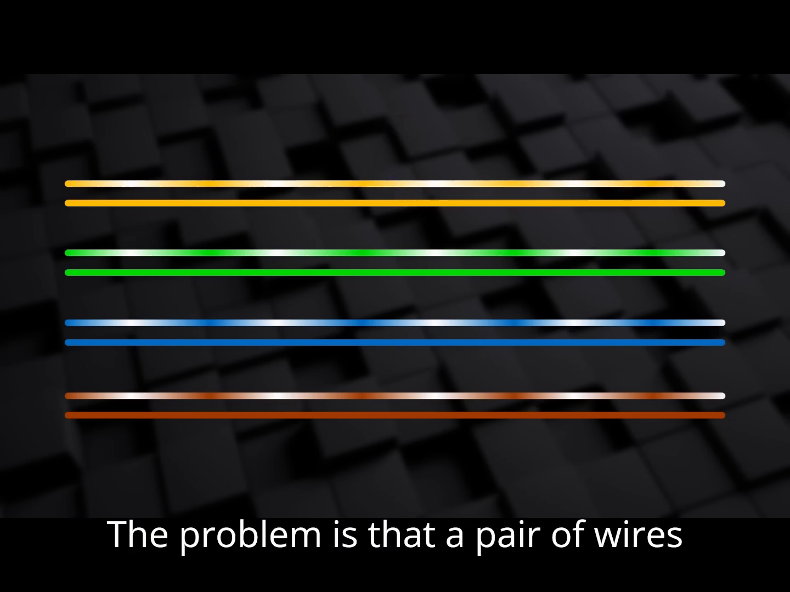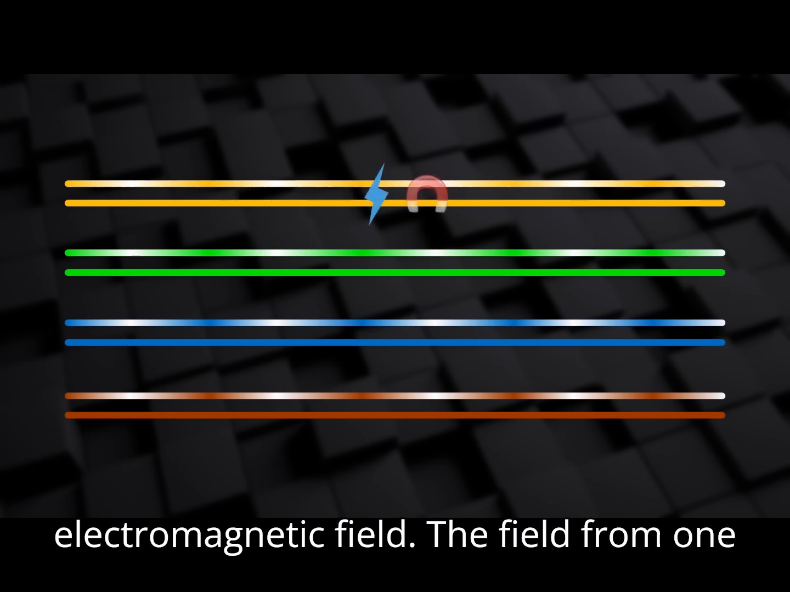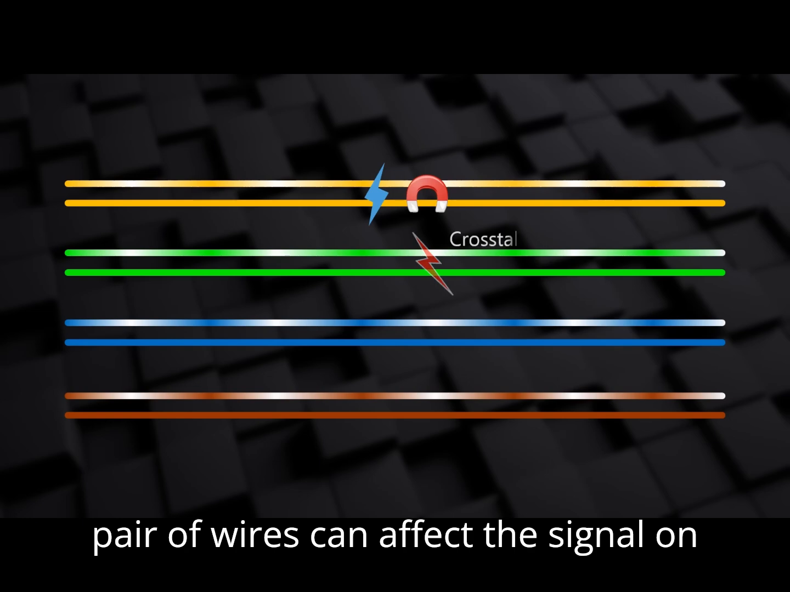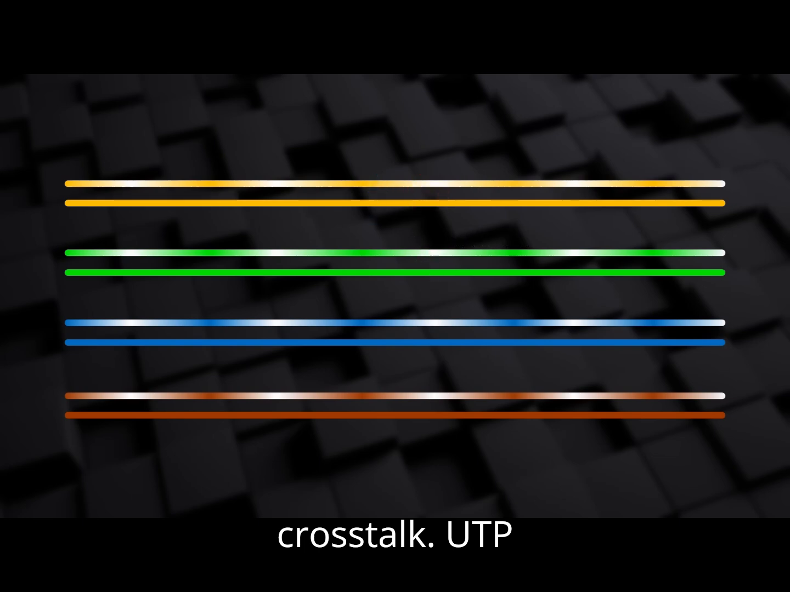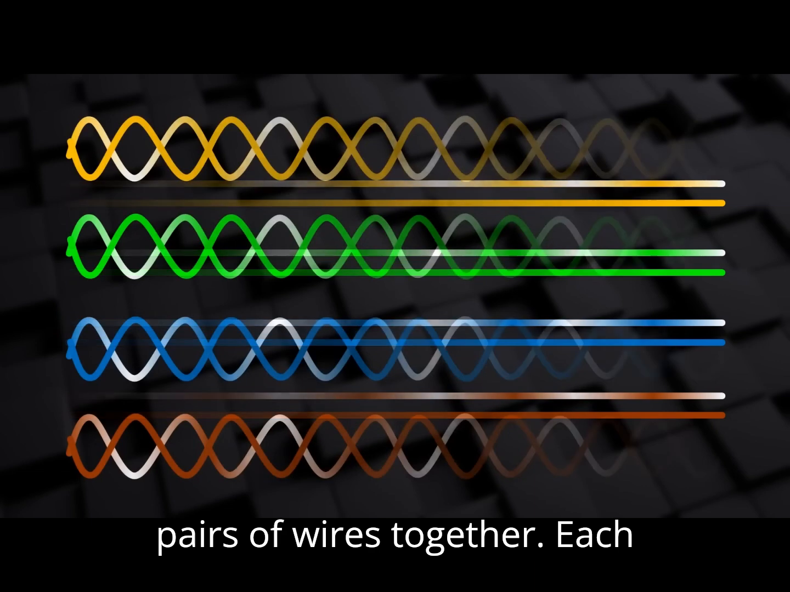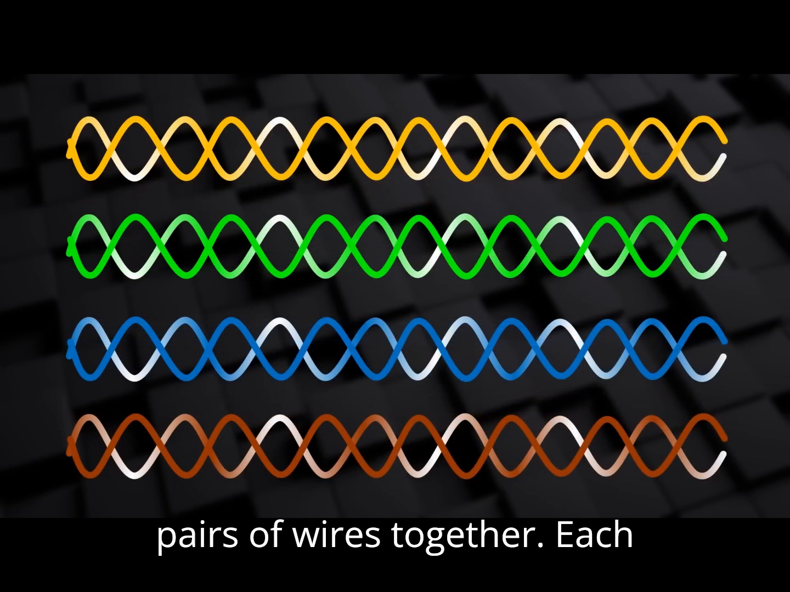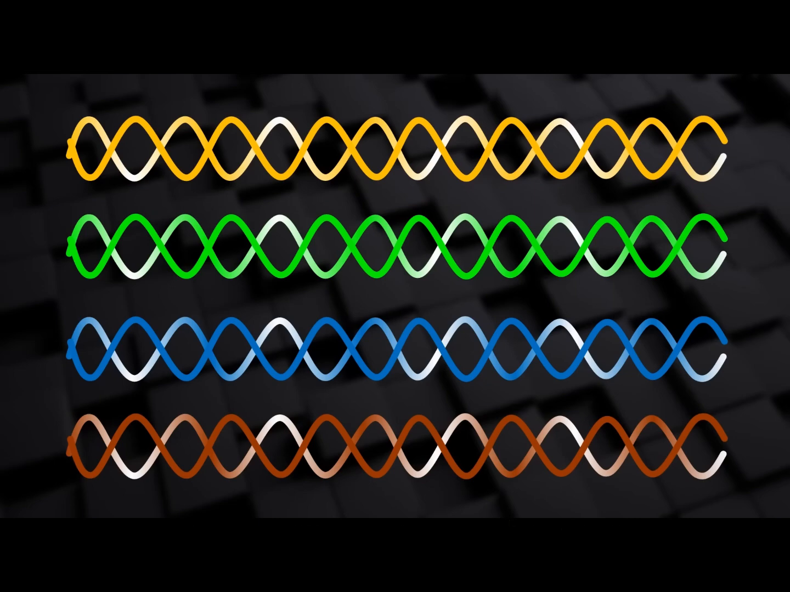The problem is that a pair of wires running parallel create a small electromagnetic field. The field from one pair of wires can affect the signal on another pair of wires. This is called crosstalk. UTP eliminates most crosstalk by twisting the pairs of wires together. Each pair is no longer running in parallel, so they don't generate the field.